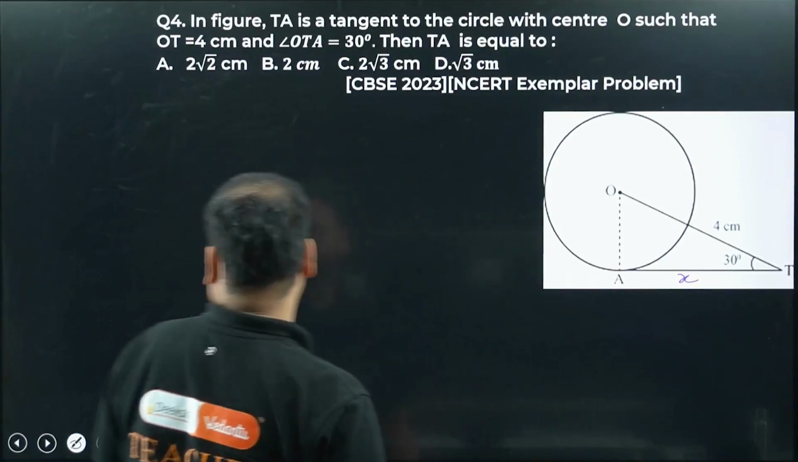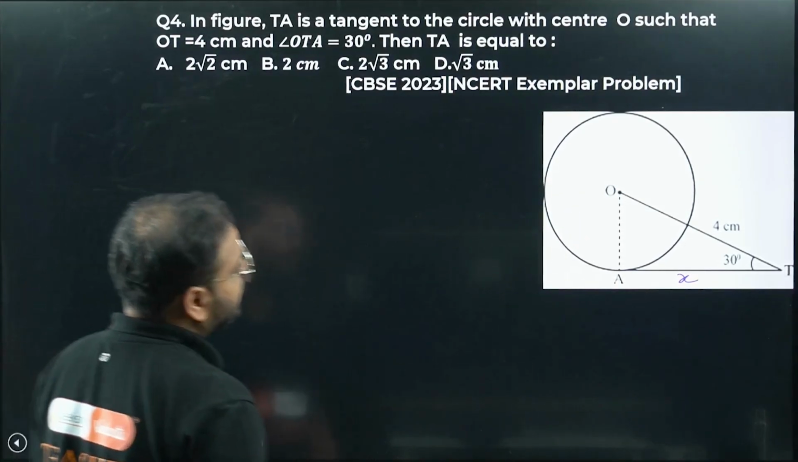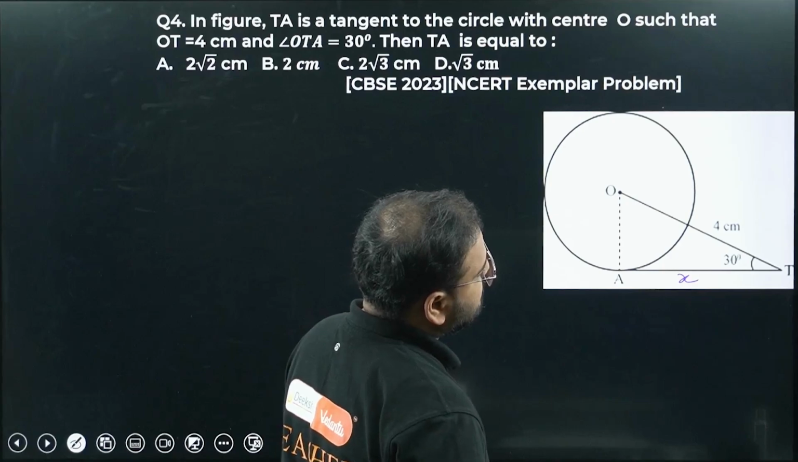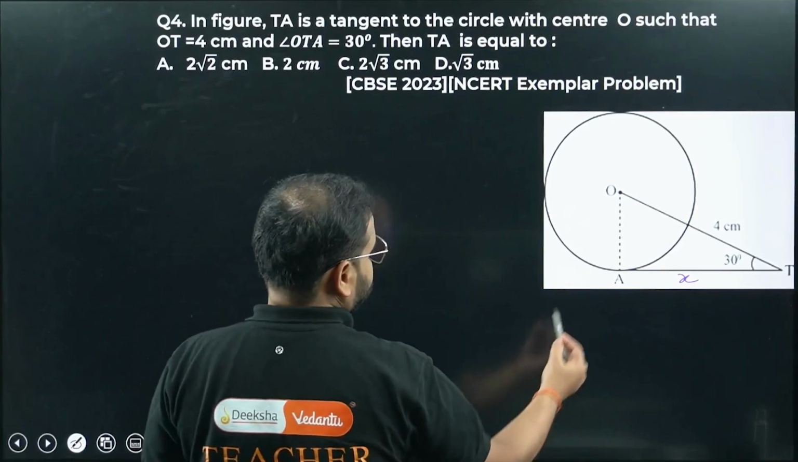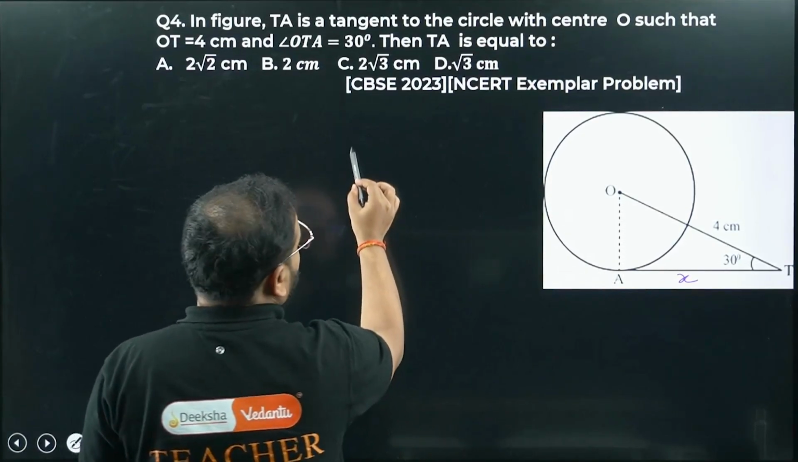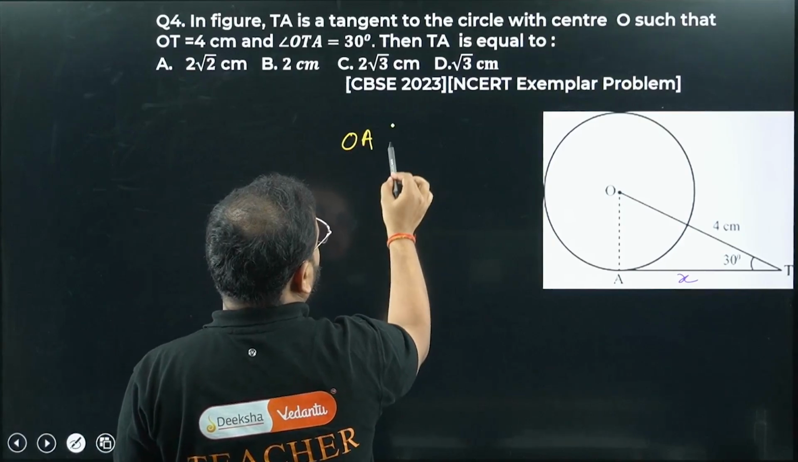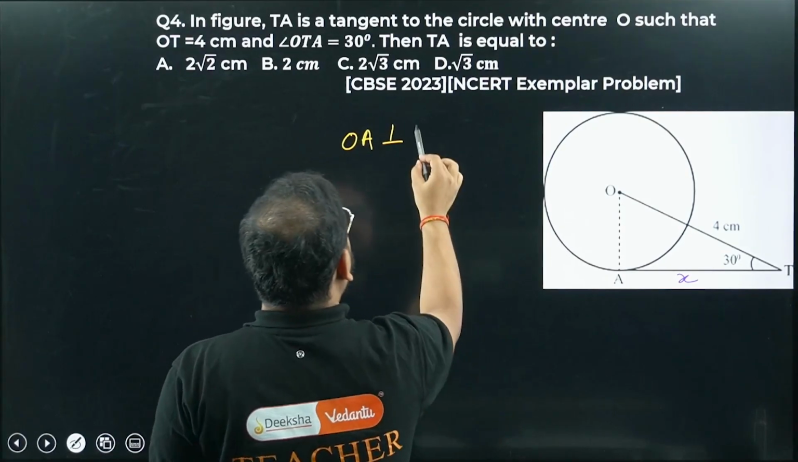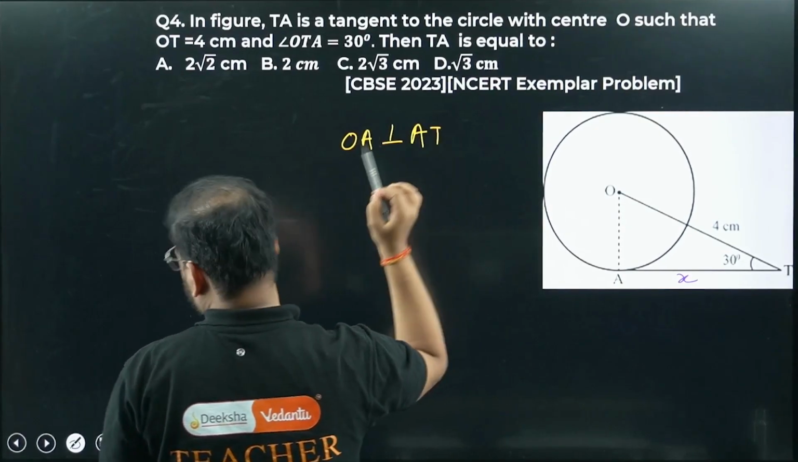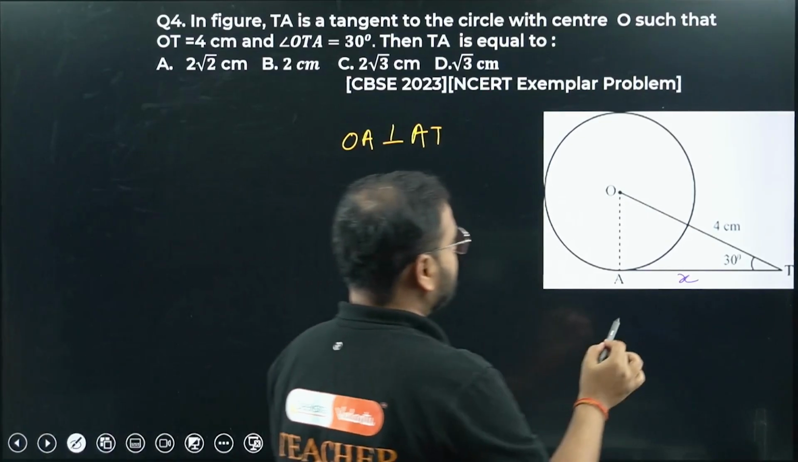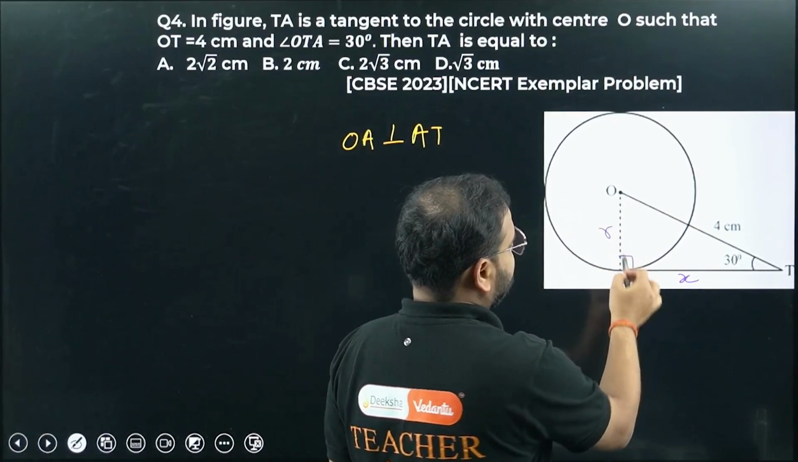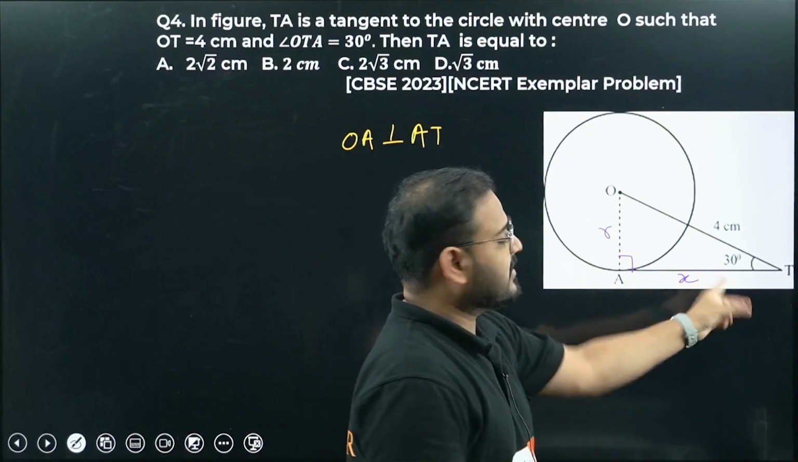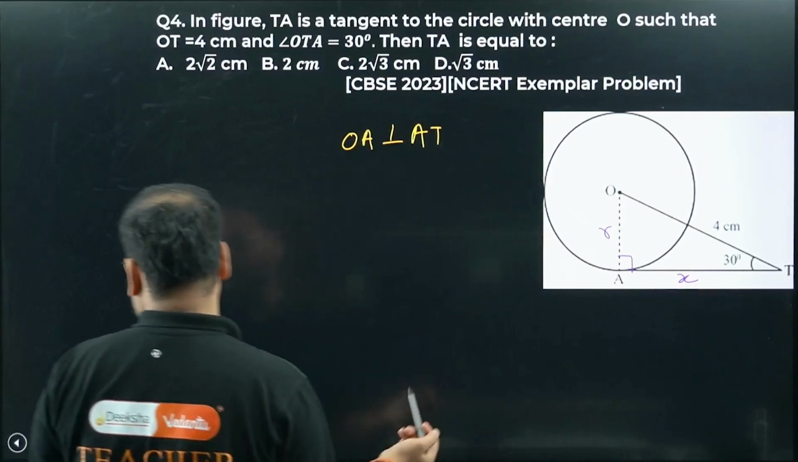Okay, sir. Great. Let's do it. So one thing we can see is, it's a right angle triangle. We can write OA is perpendicular to AT. How come, sir? This is radius, right? Radius and the tangent is what? Perpendicular. So OA is perpendicular to AT.